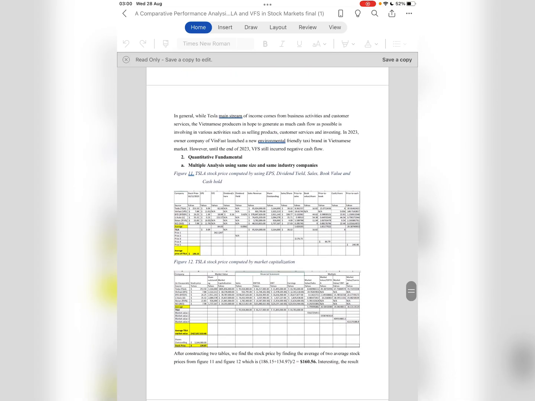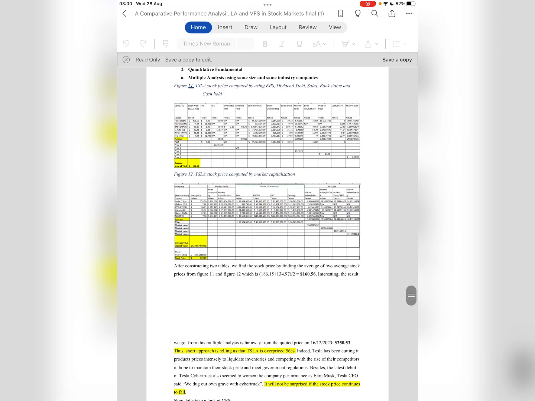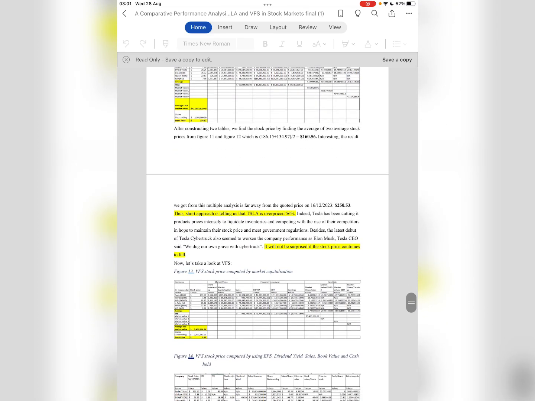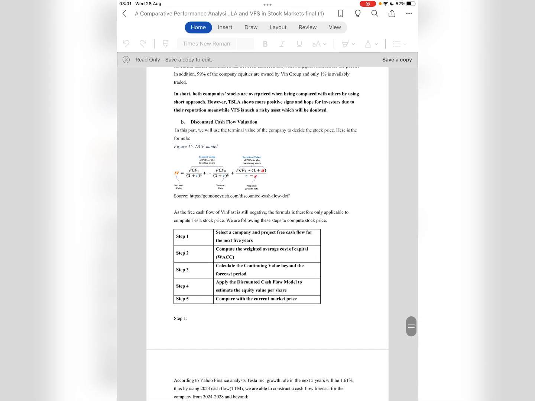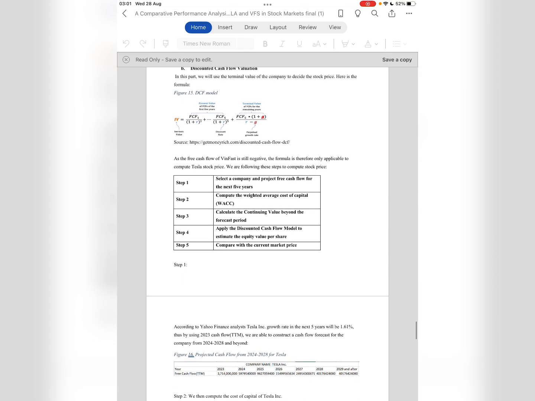On to the next part, I use two methods in order to decide whether the stock price is overvalued or undervalued. But my suggestion is you guys stay focused on the discounted cash flow valuation, where we're going to use this formula. And there are 5 steps. Step 1 will be selecting a company and projecting the free cash flow for the next 5 years. Compute the weighted average cost of capital. Calculate the continuing value beyond the forecast period. Apply the discounted cash flow model to estimate the equity value per share. And we compare with the current market price.